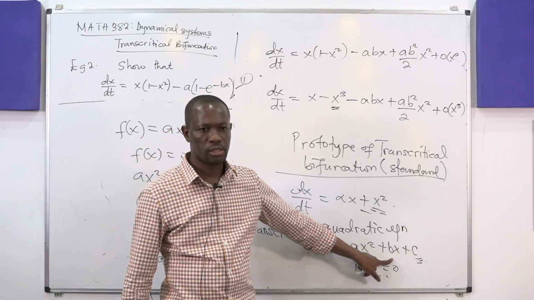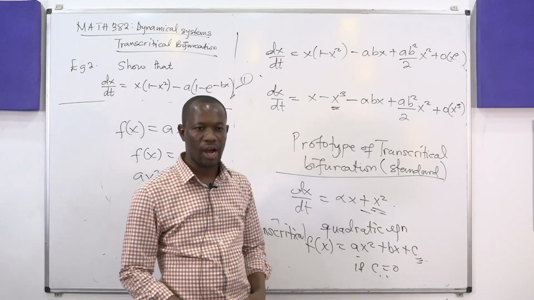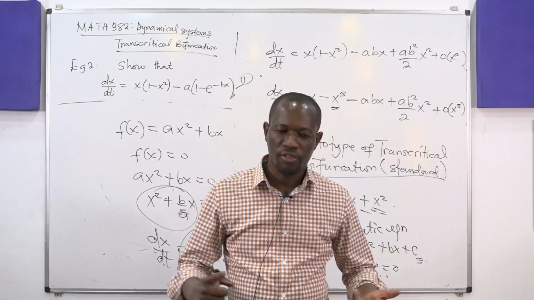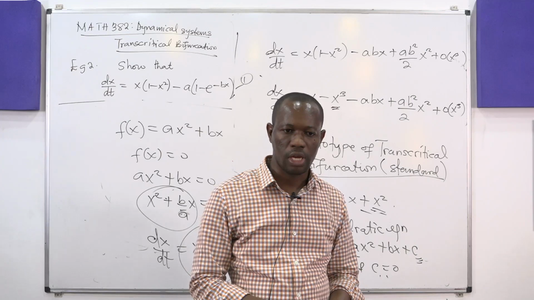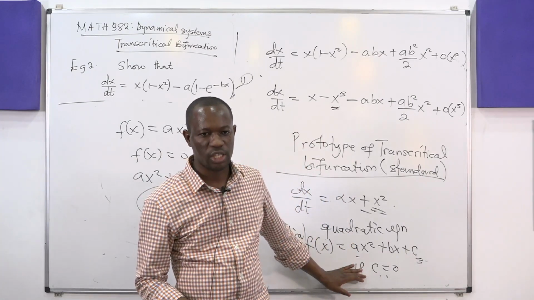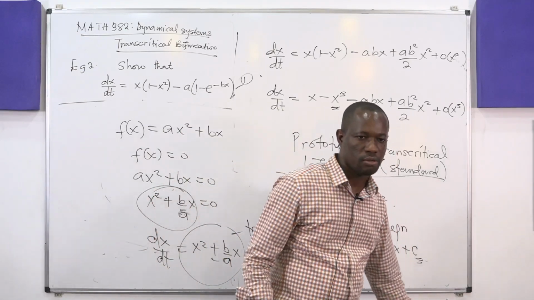Have you seen it? But if a, b, and c are non-zero, then we cannot classify it as a saddle-node bifurcation, a transcritical bifurcation, or a pitchfork. Then we say that it's an imperfect bifurcation. Do you get it? That's an imperfect bifurcation.